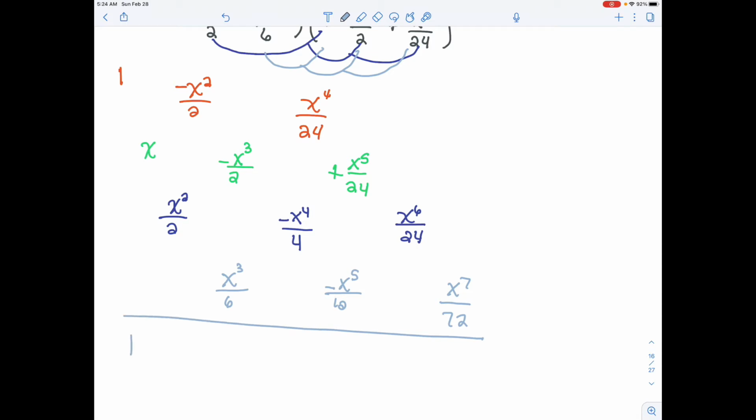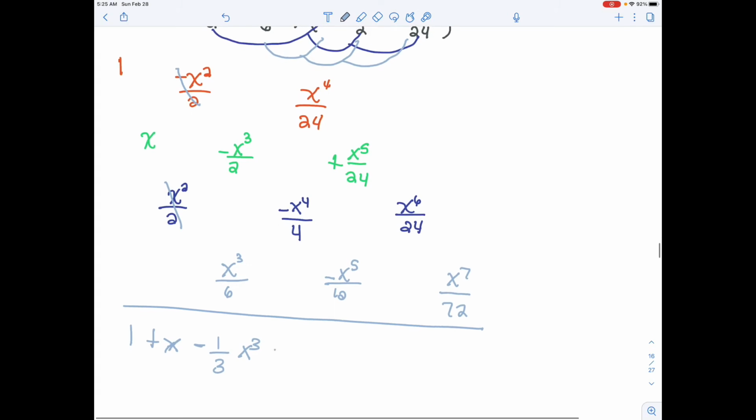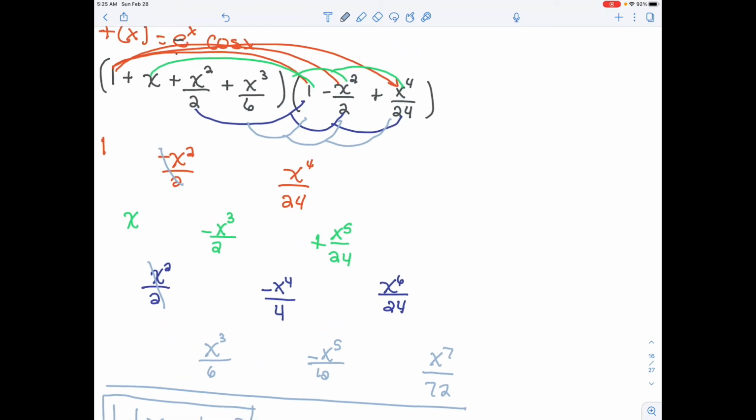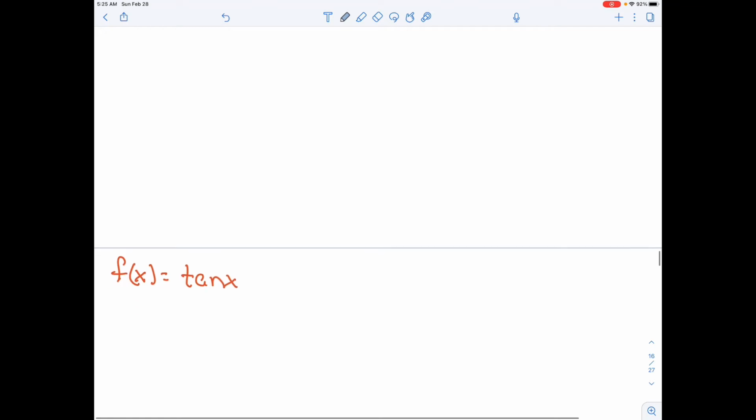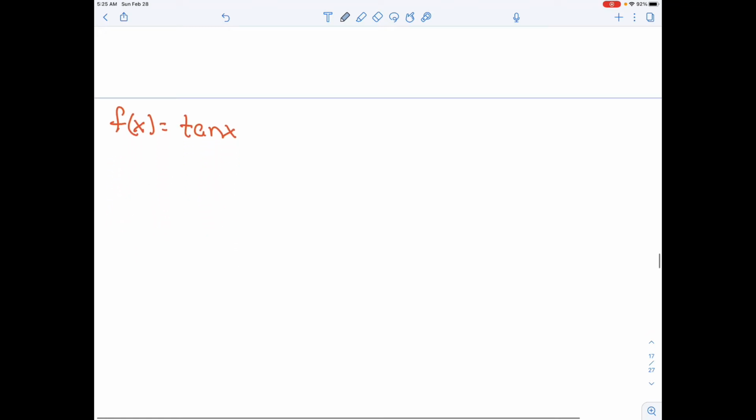Because I have 1, I have x. These zero out. But when I multiply these together, I get minus 1/3 x to the third. And since I only need 3 terms, I am done. If I needed 4 terms, I would actually have to expand this and go to x to the 4th, because that would give me my x to the 4th term to add to this third column, that 4th column. Okay? Yes, I know this is tedious, but just wait till we get to division. You're going to really love that.